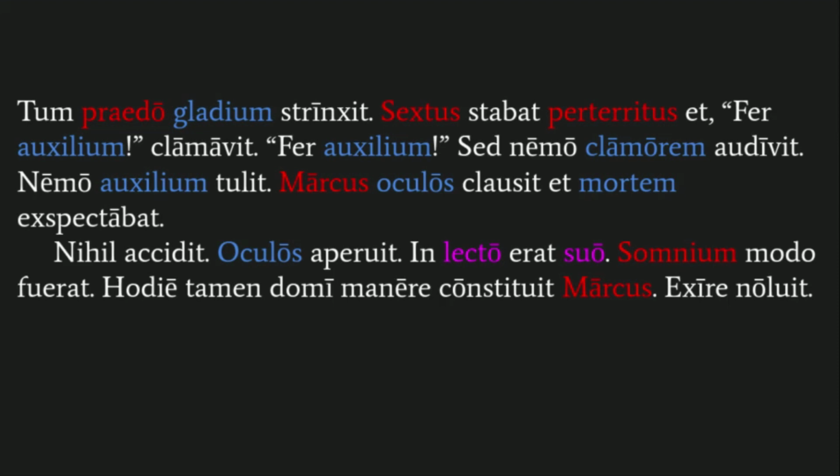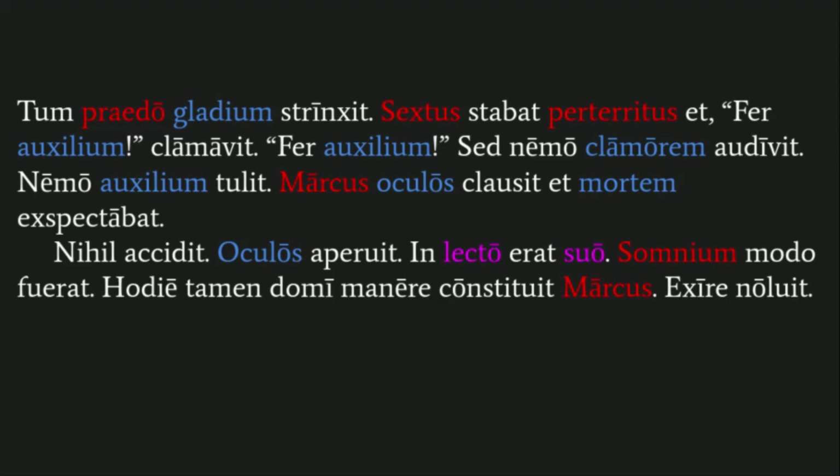Then we have nihil accidit, which you might have already guessed, right? Nothing happened. Oculos aperuit, so he opened his eyes. In lecto erat suo, he was in his own bed, right? He'd been dreaming, which you probably guessed from the details in the story. So he was in his own bed. Somnium modo fuerat. Fuerat is pluperfect tense. You can tell by, it's the third principal part of the verb esse, fui, with erat attached. So it had been only modo a somnium, a dream, right? It had only been a dream.